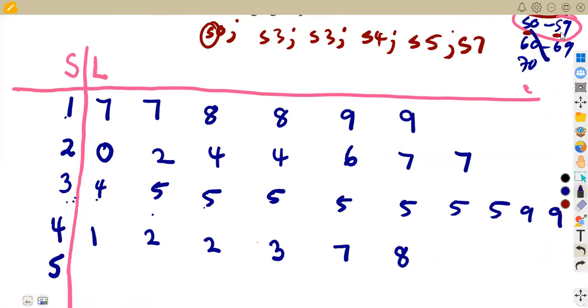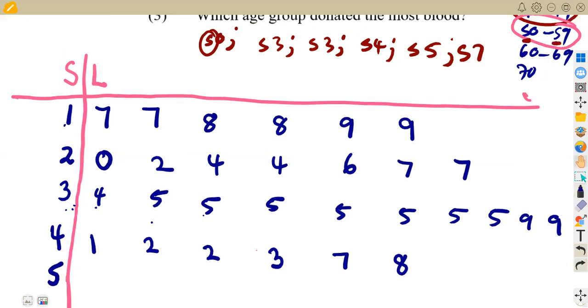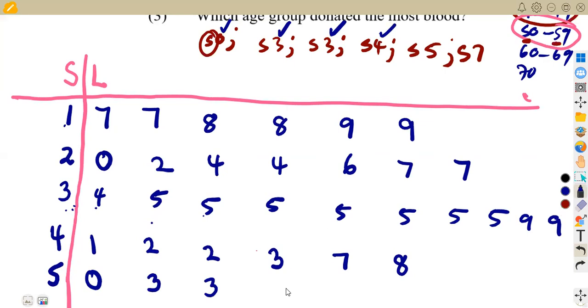From 50 to 59, the starting value is 5. So the leaf from 50 that is going to remain is a 0. If you remove 5, you remain with a 0. Here you remain with a 3, here a 3 again, here a 4, and here a 5 and a 7. So these are the numbers that you're going to have on the side of the leaf.